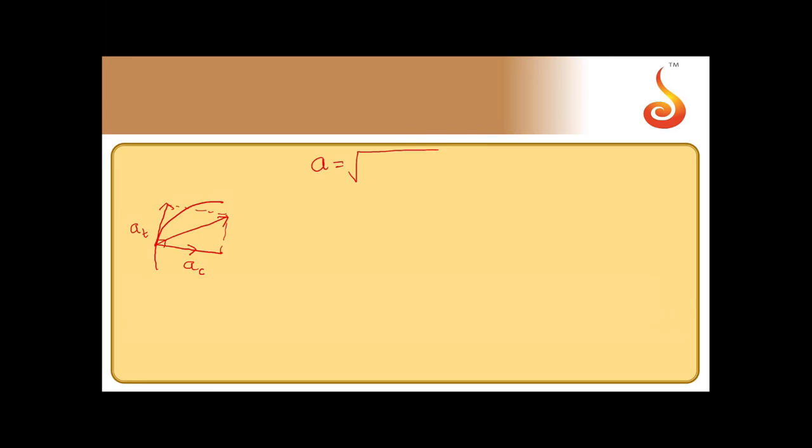See, if the speed is increasing, at is along this direction. If speed is decreasing, it would have been taken along the opposite direction, then this would have been along this direction. So a is equal to the square root of ac square plus at square. Now at is given, this is 2 meter per second square, we need to find ac. We know that centripetal acceleration ac is equal to v square by r.